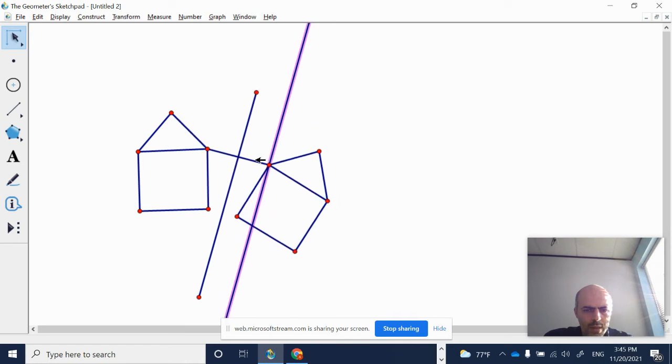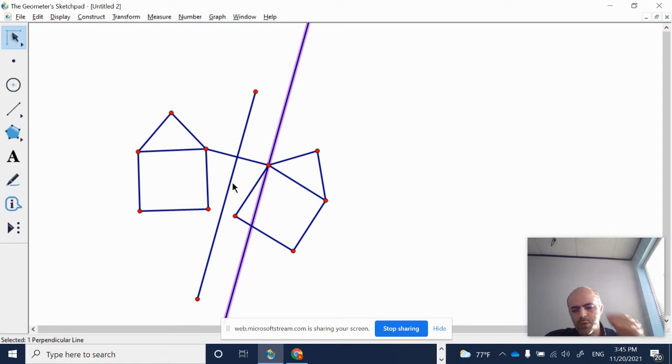So it shows that between corresponding points, any line segment is always perpendicular to our line of reflection. And the third one is that the distance of the corresponding points is the same.